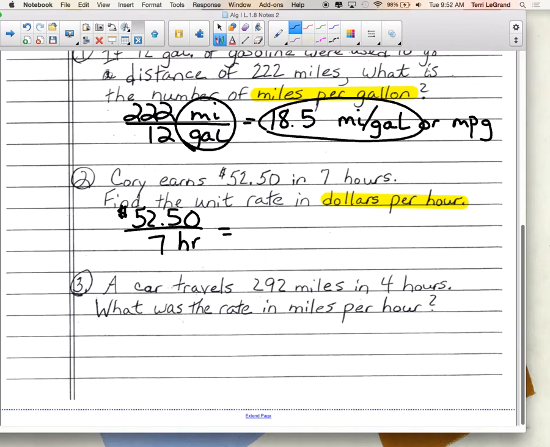Andrew, what's he making? $7.50. He's making $7.50. So I'm going to guess if you divide it out, it came to 7.5 on your calculators, right? But do we talk about money as 7.5? No, we have to add a zero in the hundreds place so we can talk about it as $7.50 per hour Corey is making.